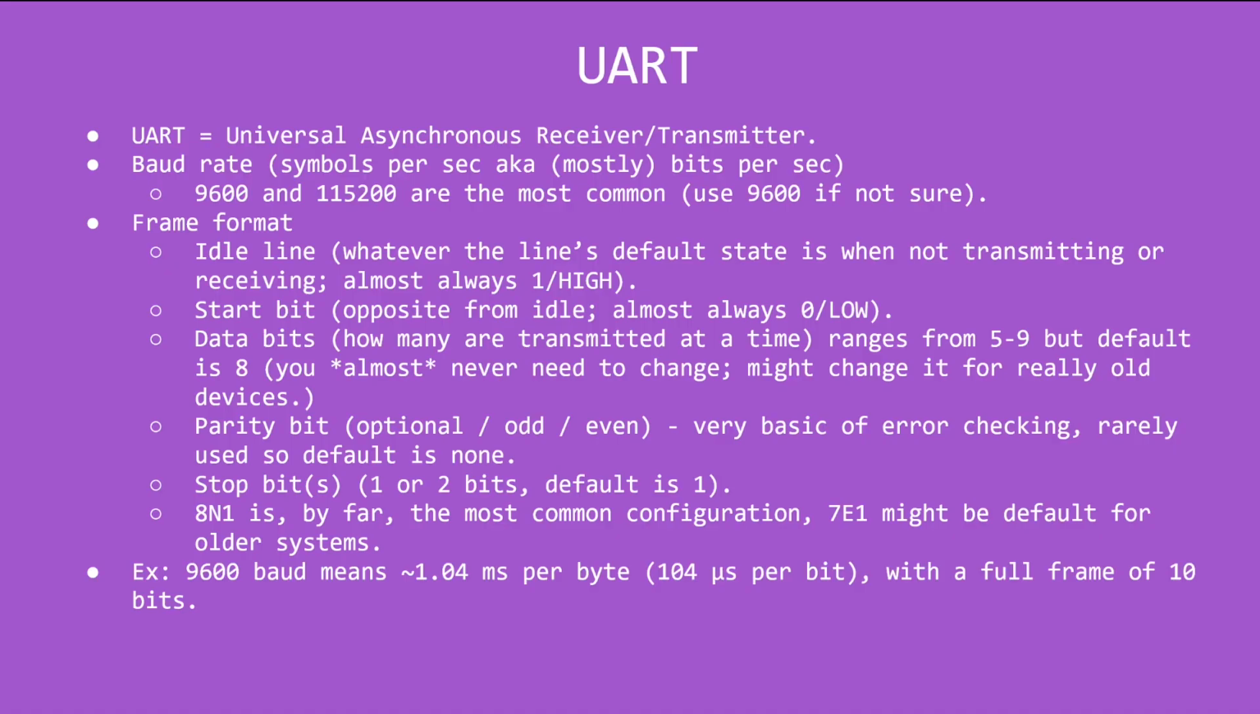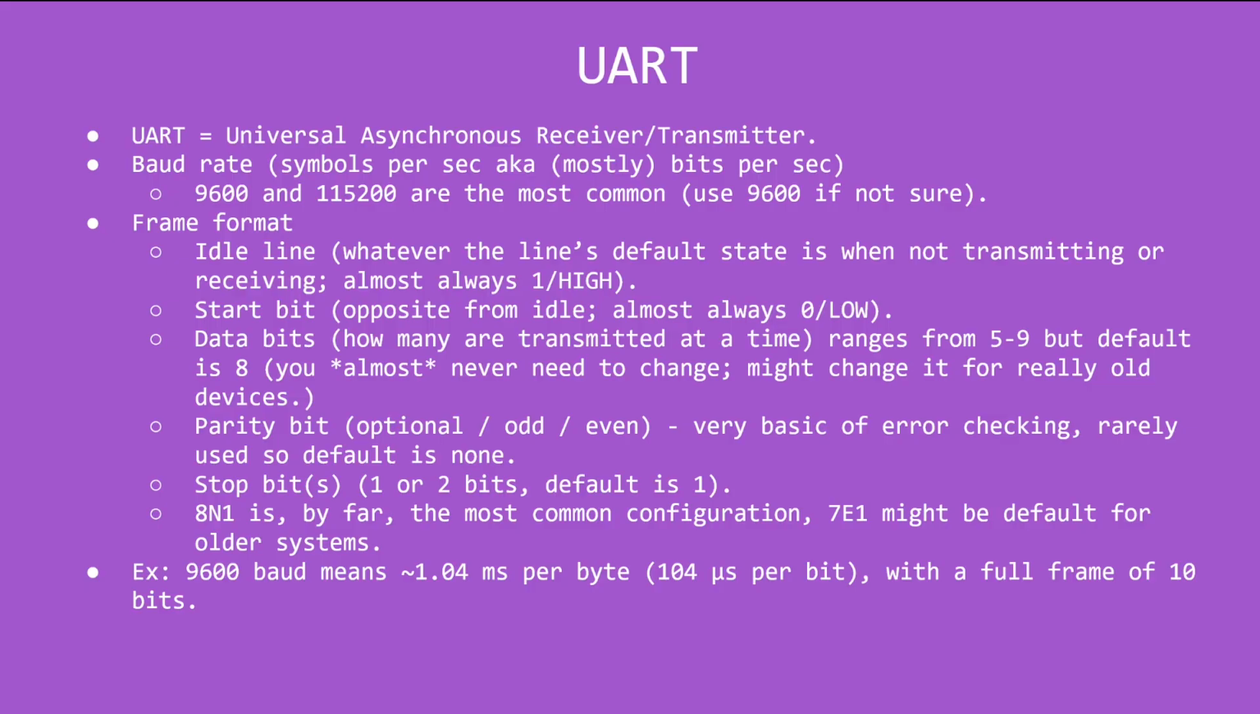All right, first we've got UART. This is Universal Asynchronous Receiver Transmitter. It uses a baud rate, which is symbols per second, but for our purposes, it's mostly bits per second. 9600 and 115,200 are probably the most common. If you're not sure, then use 9600.